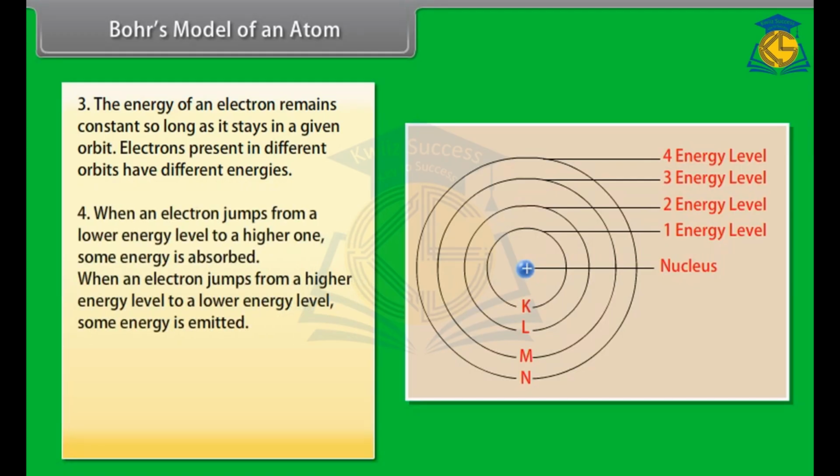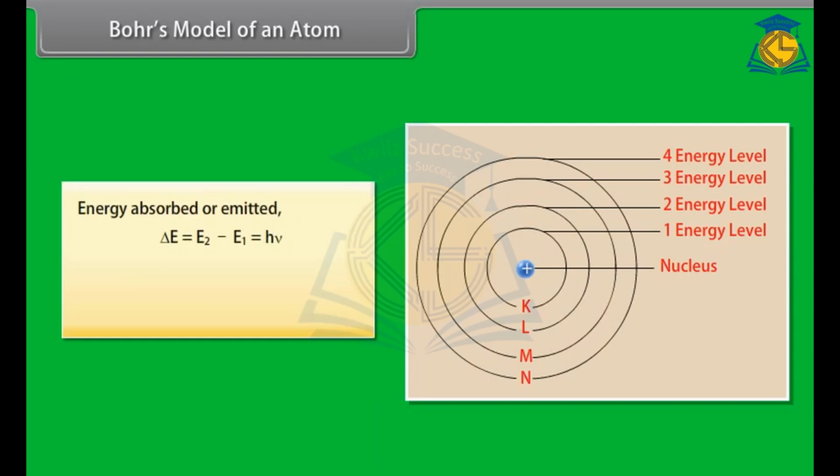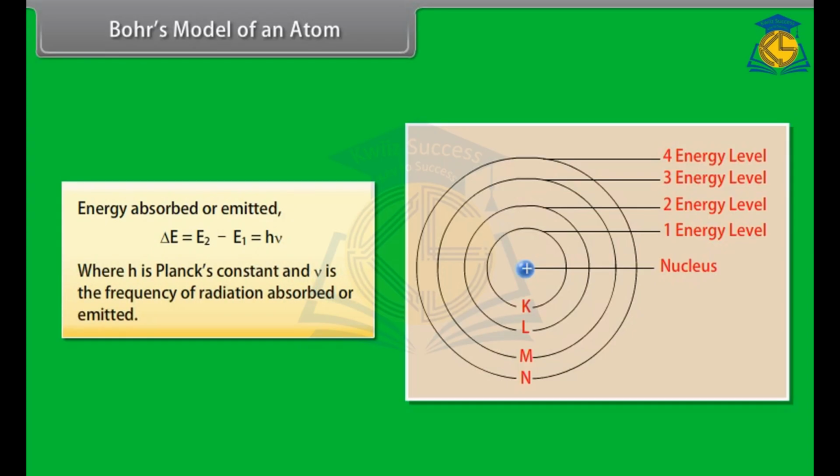4. When an electron jumps from a lower energy level to a higher one, some energy is absorbed. When an electron jumps from a higher energy level to a lower energy level, some energy is emitted. The amount of energy absorbed or emitted is given by the difference of energies associated with the two levels. Energy absorbed or emitted, ΔE = E2 − E1 = hν, where h is Planck's constant and ν is the frequency of radiation absorbed or emitted.